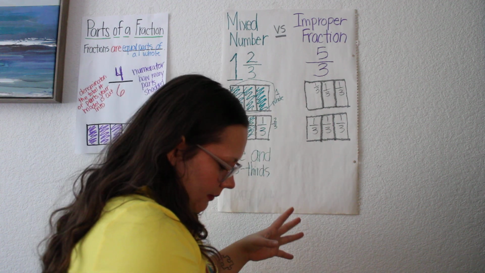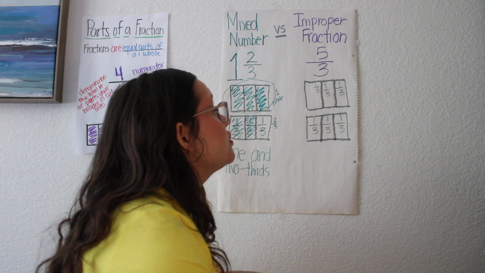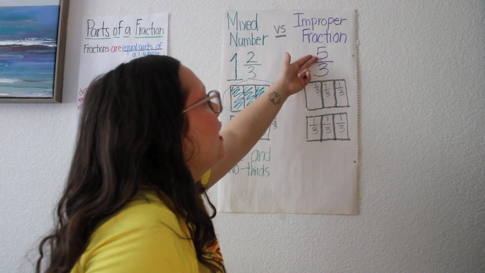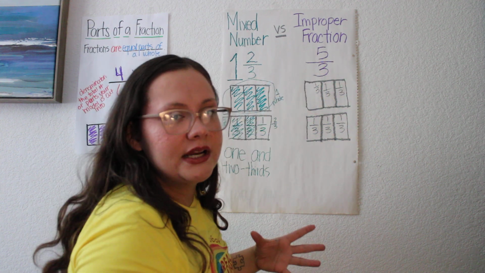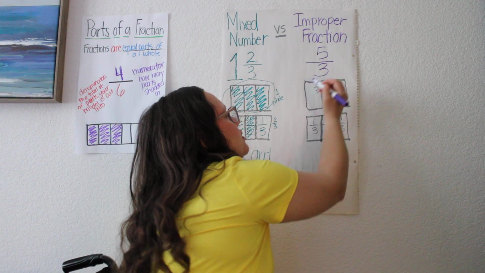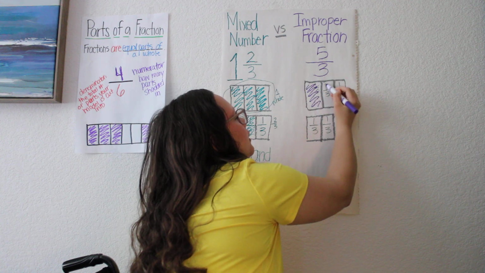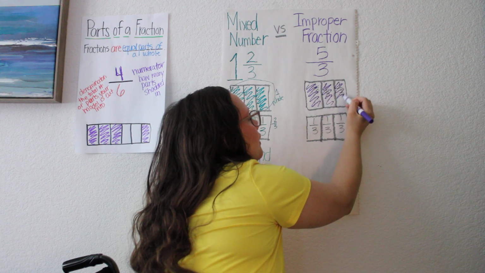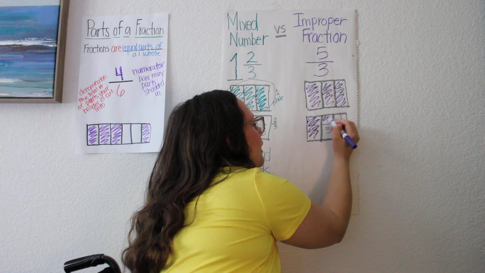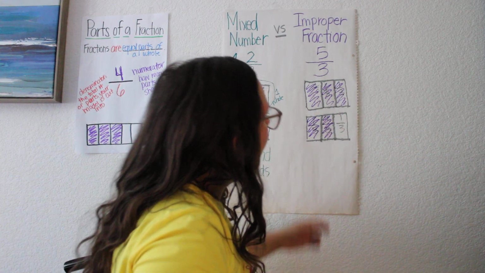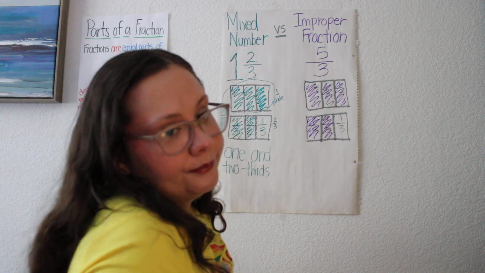So now I need to be able to model my improper fraction. The numerator has a 5. That tells us how many pieces I need to shade in. So I'm going to shade in 5 pieces. I'm going to start at the first one. 1, 2, 3. Well, that's not 5 yet. I got to keep going. 4 and 5. I've got 5/3 shaded in.